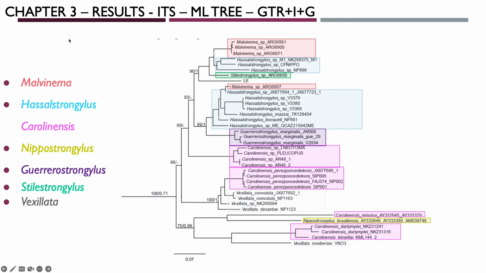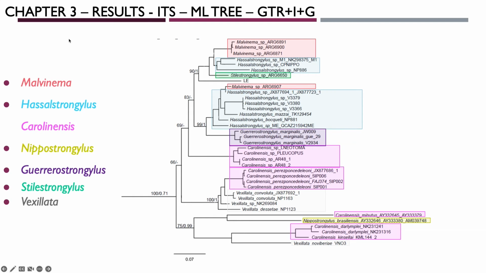In the ITS tree, we're seeing, again, a similar trend. We are seeing that Carolinensis, Vexillata, and Hosselstrongylus are paraphyletic. And again, we're seeing this slight geographic distribution. We're seeing Carolinensis from Old World with Menudis, Nippostrongylus from Australia, North America, so this is Canada and the Midwest.